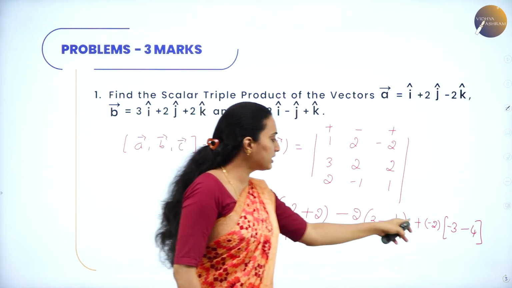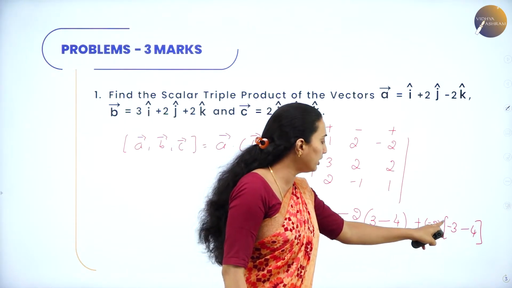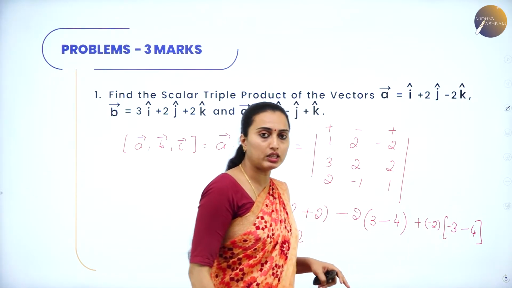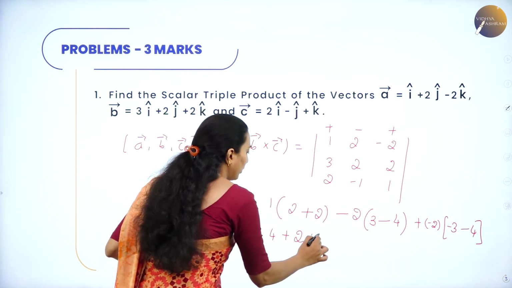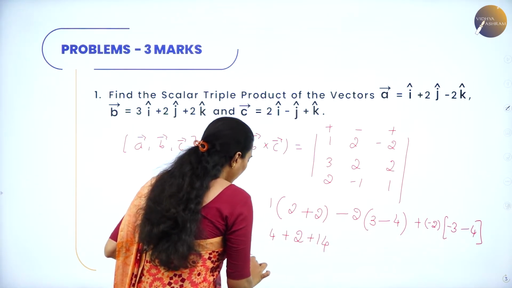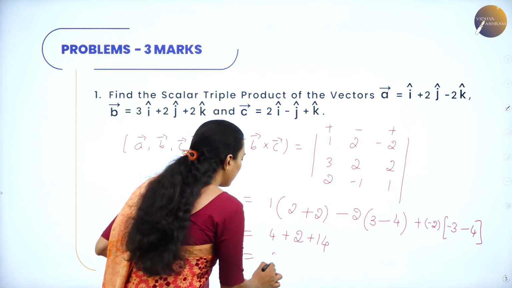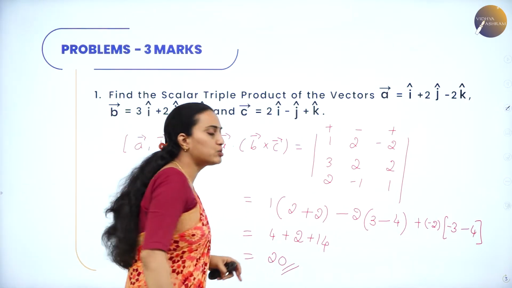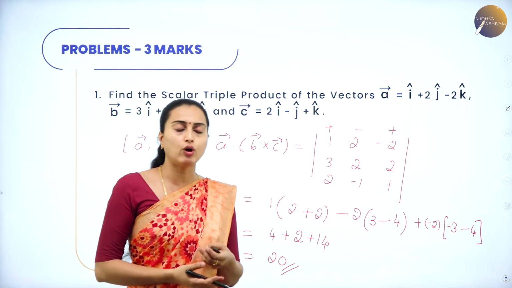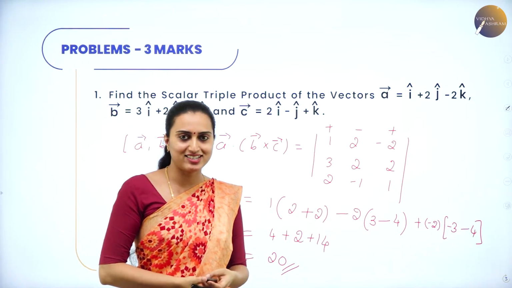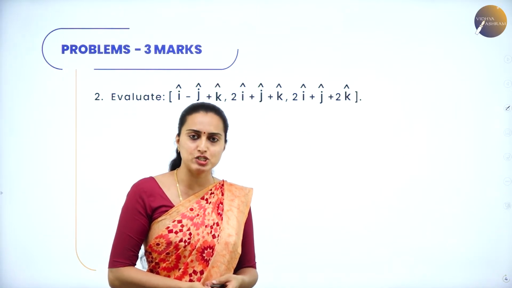Similarly, here plus into minus is minus, but be careful, here minus 3 minus 4 is minus 7. Minus 7 into minus 2 is nothing but plus 14. So the answer you are going to get is 14 plus 4 is 18. 18 plus 2 is nothing but 20. So that is the scalar triple product of the given vectors A, B and C. That's it. Now, we'll be moving on to the next problem.